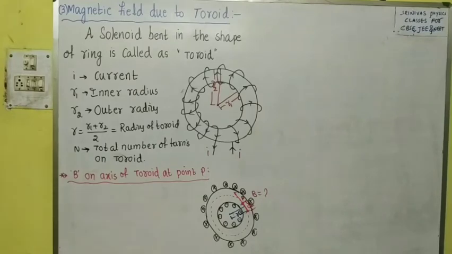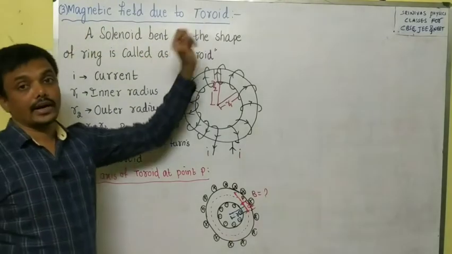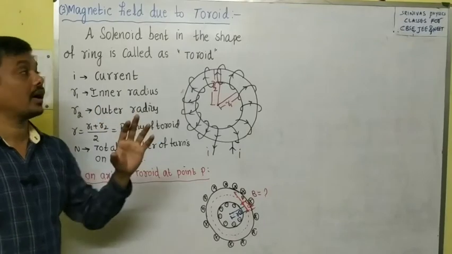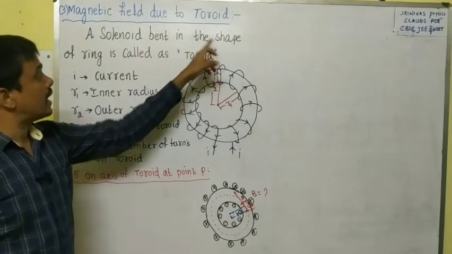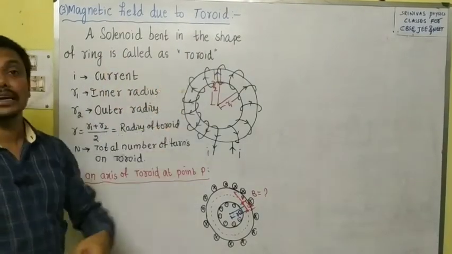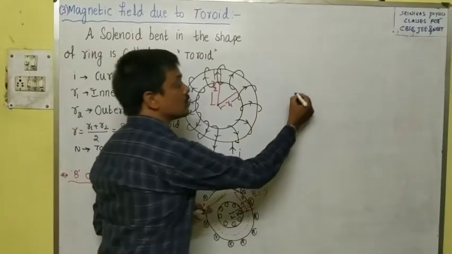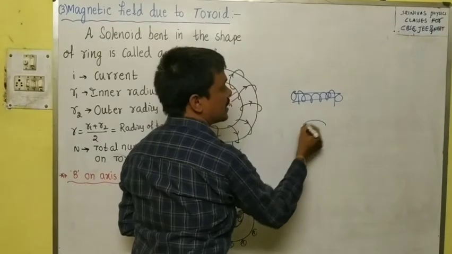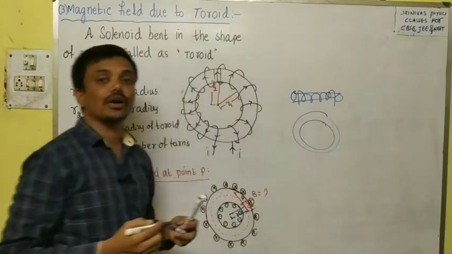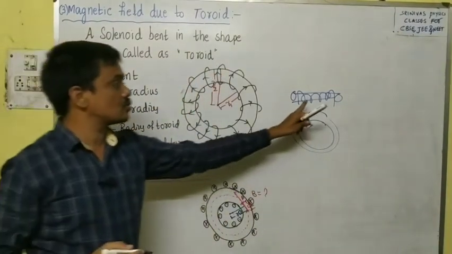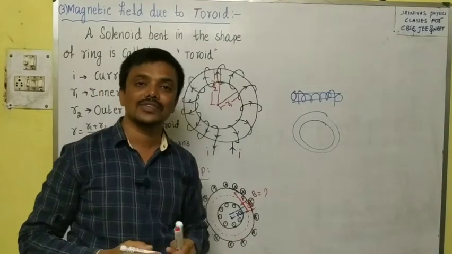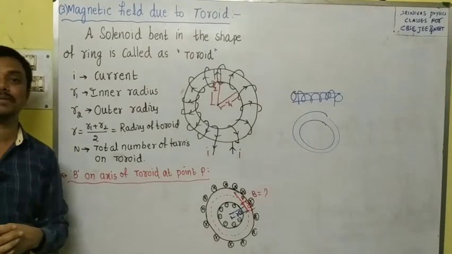Okay, let us go for the third application, the magnetic field due to a toroid. Previously we discussed the solenoid, now the toroid. What is a toroid? If the solenoid is bent in the shape of a ring or circle, then it is called a toroid. A toroid is also used to produce a magnetic field.